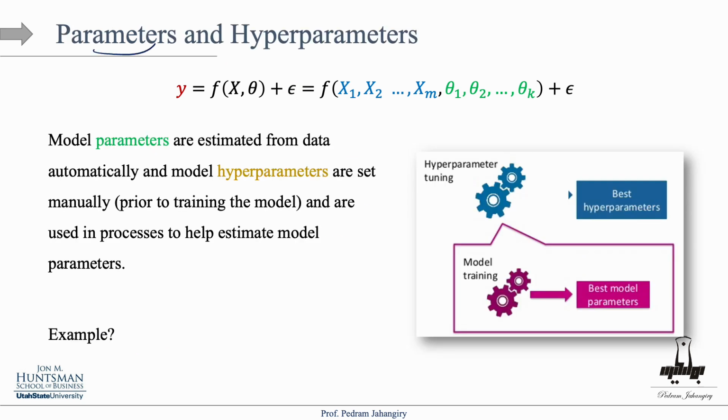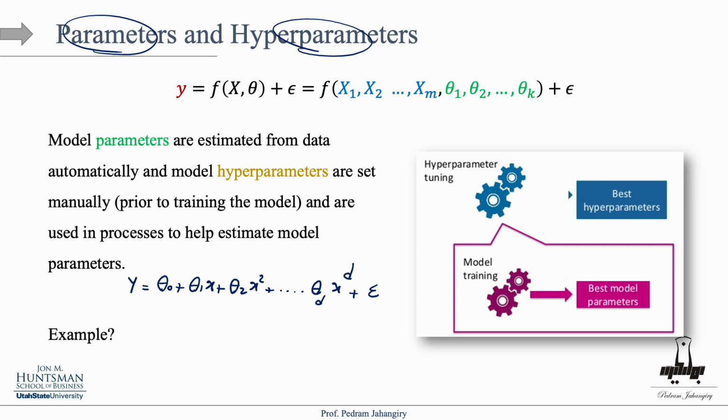Okay, what are the parameters and hyperparameters? Let me give you a very simple example that you should be familiar with, and then we can see what are the parameters and hyperparameters. Imagine I'm regressing y, and I'm using a very simple polynomial regression model, right? So there's a constant plus theta 1 x plus theta 2 x squared plus, let's say, theta d x to the power of d, and of course adding some noise. Okay, what are the parameters in this model? The parameters are the thetas. So I have theta 0, theta 1, etc. So these are the parameters.